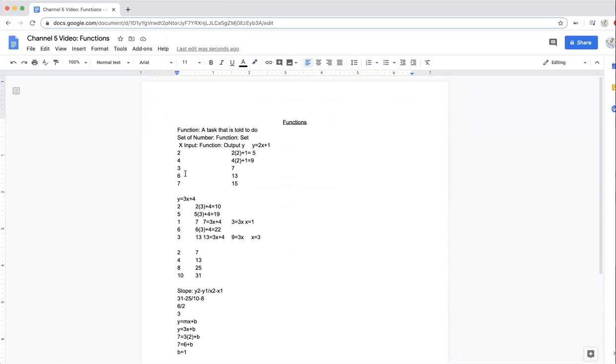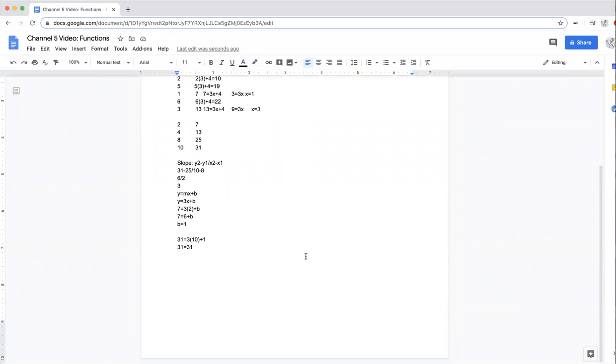So let me just review what we've learned. I'm going to write it all down here in this class. We learned about slope. We learned about functions. We learned about the formula for a function, which is y equals mx plus b.